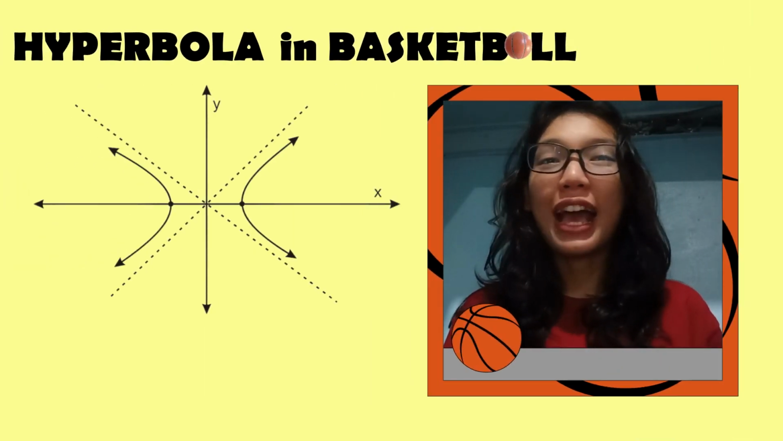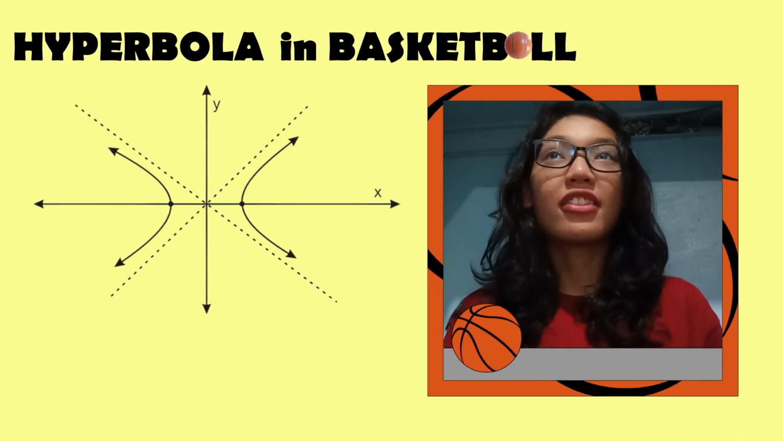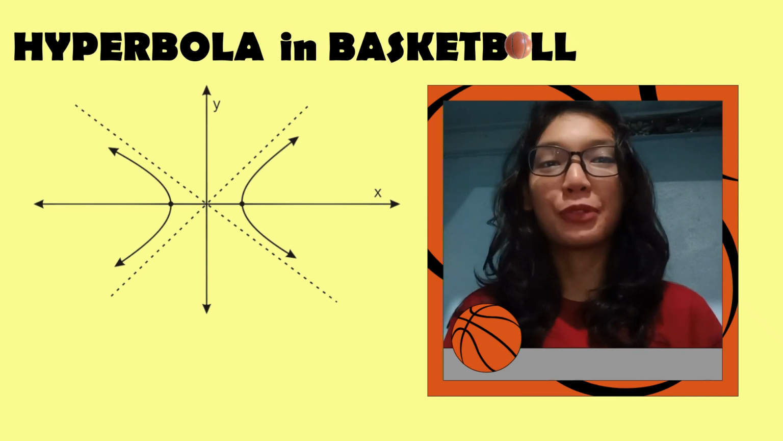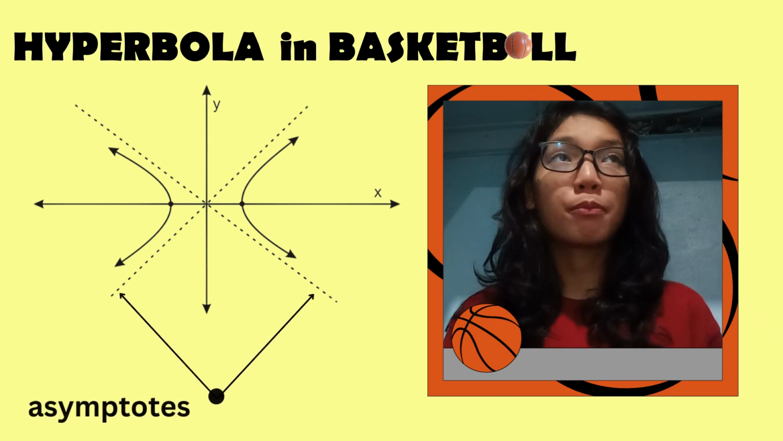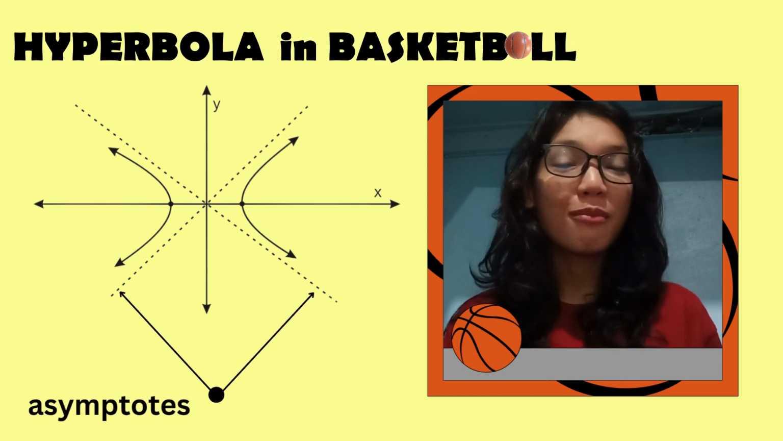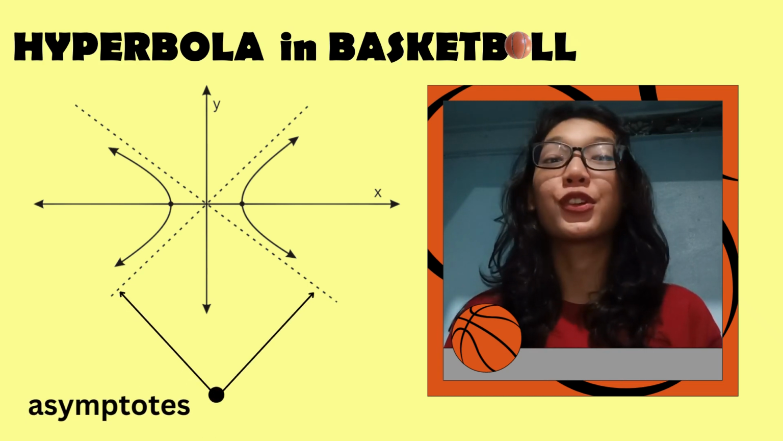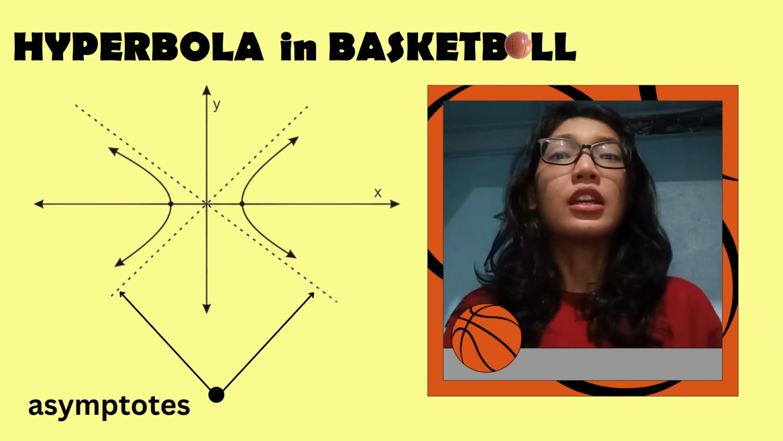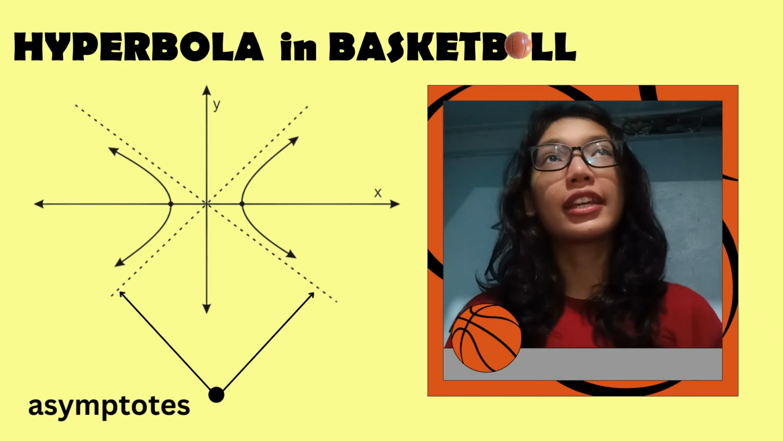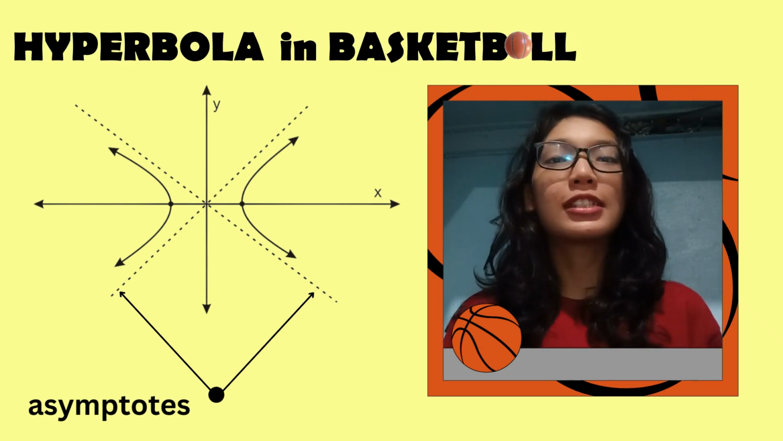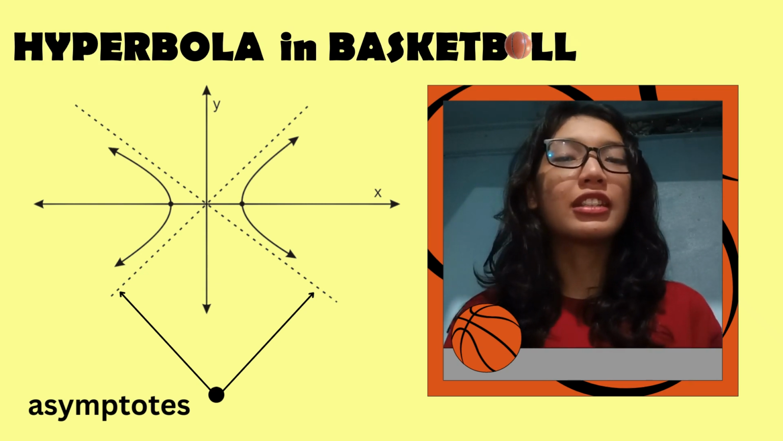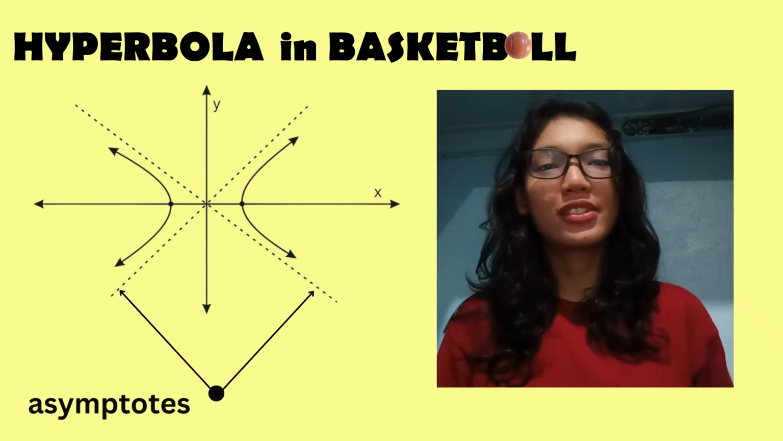One of the fascinating aspects of the hyperbola is its asymptotes. Asymptotes are straight lines that the hyperbola's branches approach but never touch or cross. These asymptotes intersect at the center of the hyperbola and help us understand the general direction of the branches.